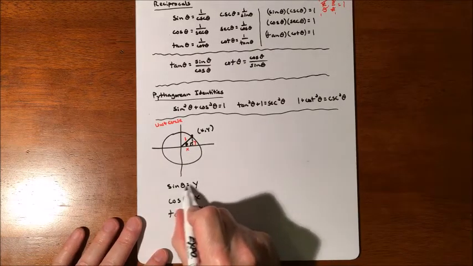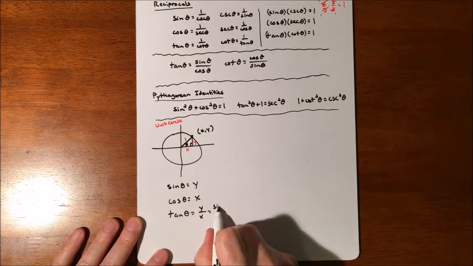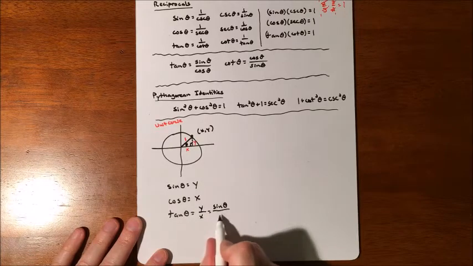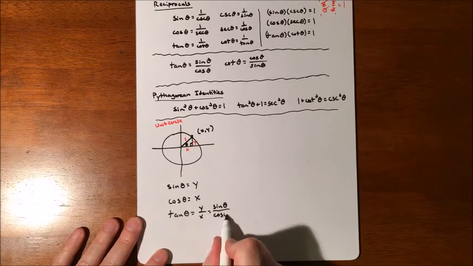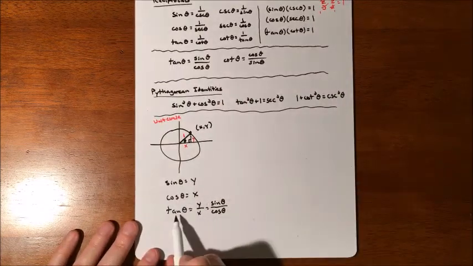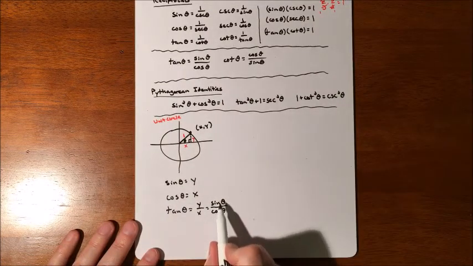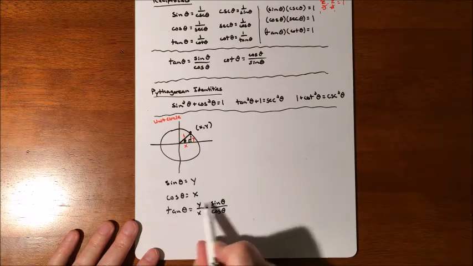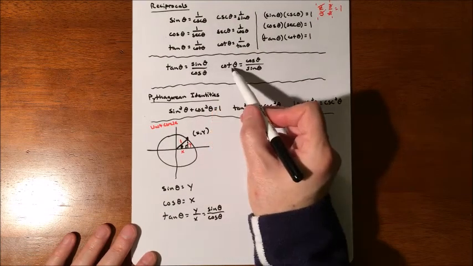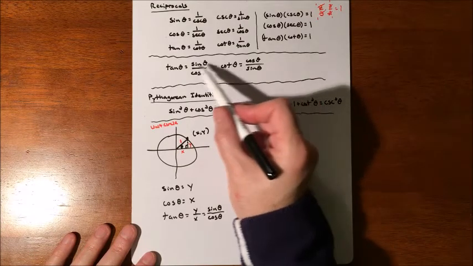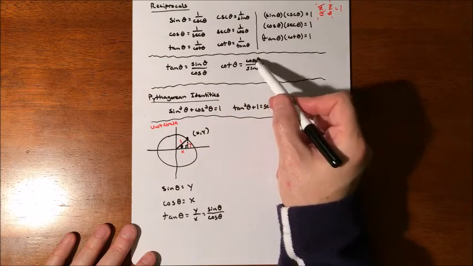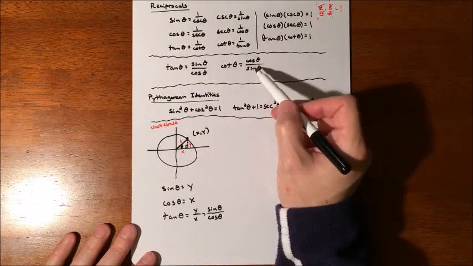Y is a sine value, and x is a cosine value. So where does tangent equal sine over cosine? It's because tangent equals y over x, and y is sine, and x is cosine. So tangent also equals sine over cosine. That's where this piece comes from. This piece is just going to come from the fact that cotangent is the reciprocal of tangent. If you know tangent is sine over cosine, then you just take the reciprocal to get cotangent.